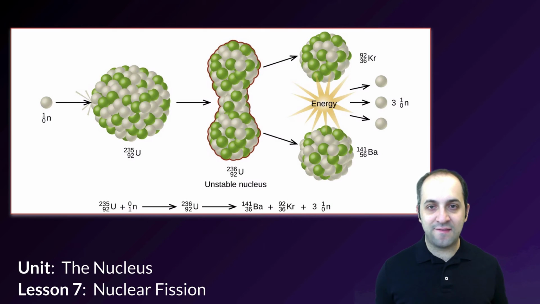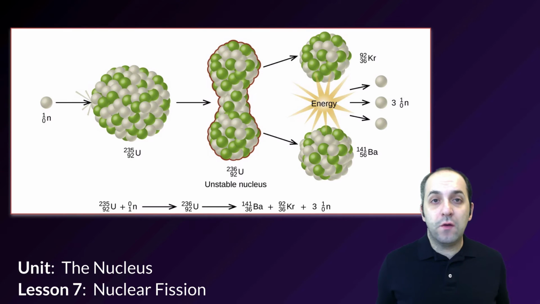Hi, and welcome to Lesson 7 in our unit on the nucleus. Here, as we move towards the end of this unit, we're really going to start to look at some very quirky things that nuclei do in specific circumstances. And the first of those is what we call nuclear fission.